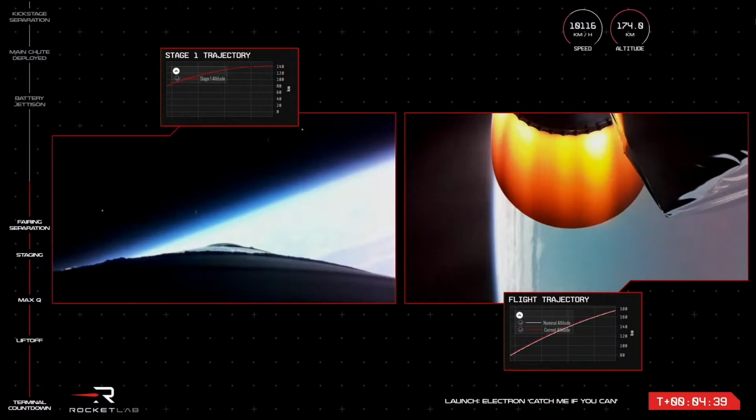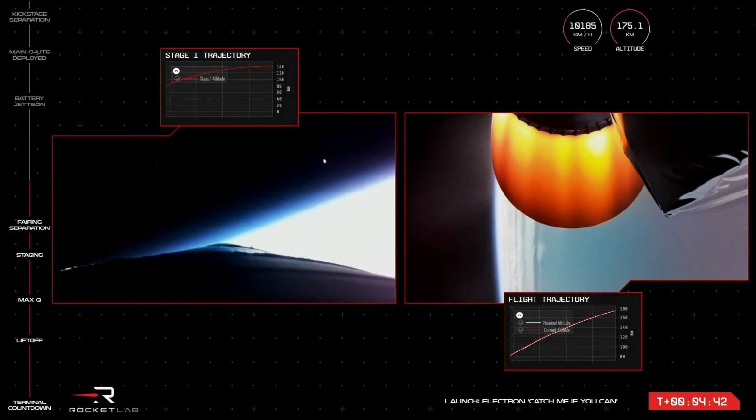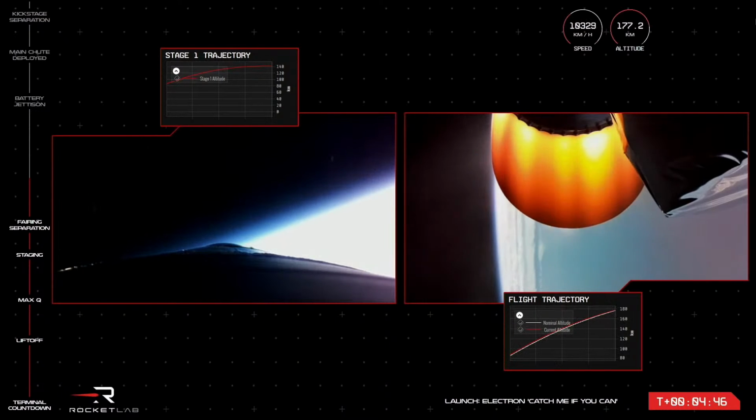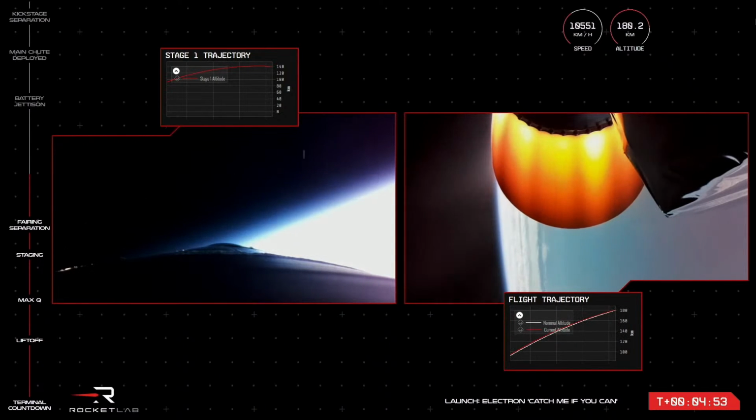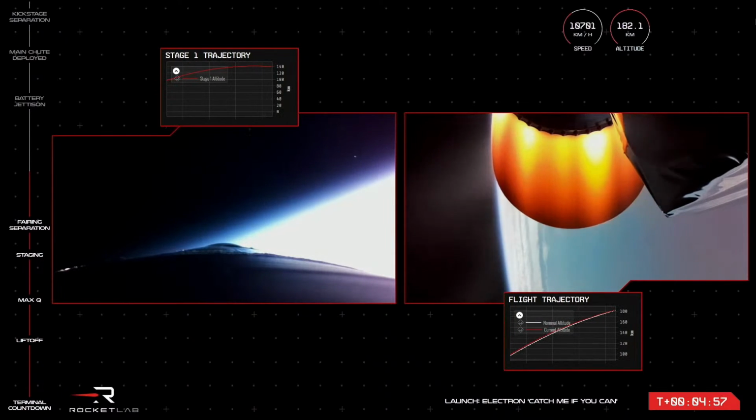The telemetry data for both stages is on your screen and coming back nice and clear, showing the progress of the first stage. We're just starting to see that arc back downward as it heads towards Earth, whereas on the right, that telemetry line is heading upward as it should as Electron's second stage continues to orbit.